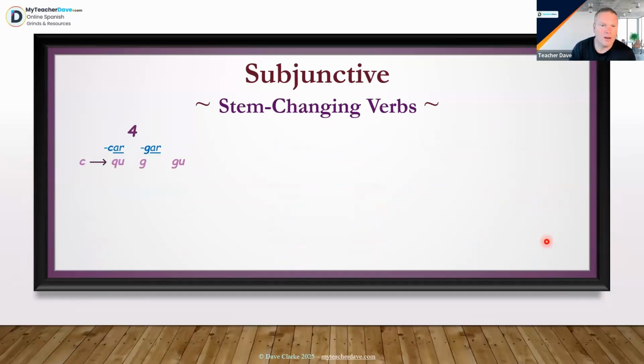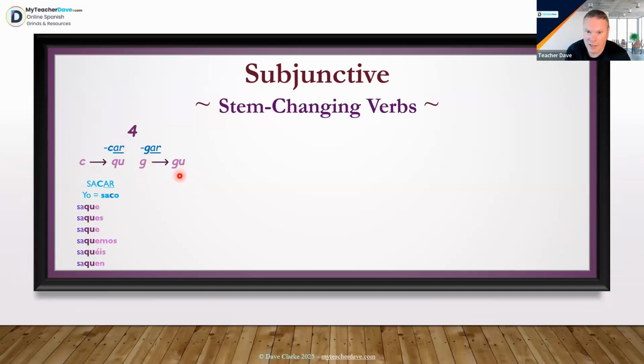So category 4 is concerned with verbs. Both of these subcategories end in -ar, but there's a G or a C before the -ar. The actual changes that occur are that a C becomes a QU and a G becomes a GU.